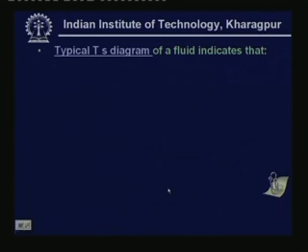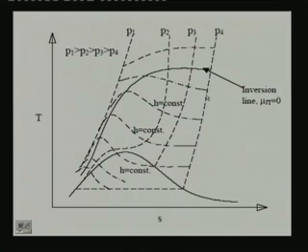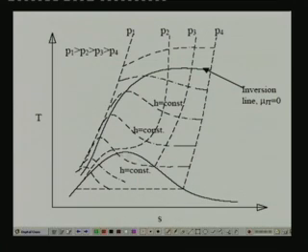Let us look at the typical TS diagram of a fluid, and what does it tell us? On this TS diagram, as you know, within the vapor dome you have the liquid plus vapor region, and above the vapor dome you have the single phase region.